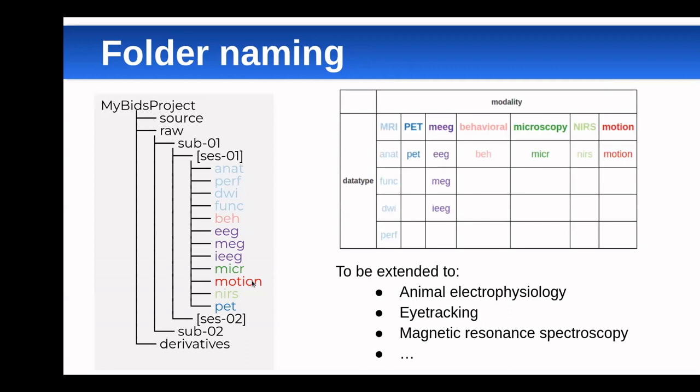And those are grouped under what we call modality. That usually tends to point to what kind of device was used to record the data. So MRI, PET, MEG or EEG, behavioral data, microscopy, near-infrared spectroscopy, and motion. So these are all the different modalities that are actually covered by BIDS officially at the moment. But if your favorite data type is not in there, be aware that there are extensions of BIDS in progress, and that you can already start organizing your data by following those extensions if you want.